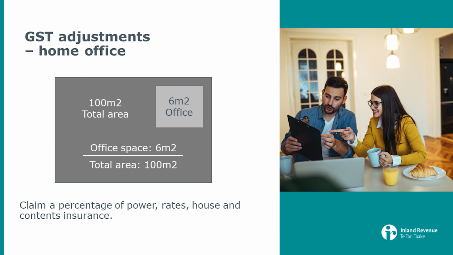In our example, the floor space for the home is 100 square metres, and we use 6 square metres for business. This gives us a home office percentage of 6%. The business owner can claim 6% of the power, rates, and insurances in their GST return. Most business owners claim the GST for their home office at the end of the tax year. For most businesses, this would be the GST return for the period ending 31 March.